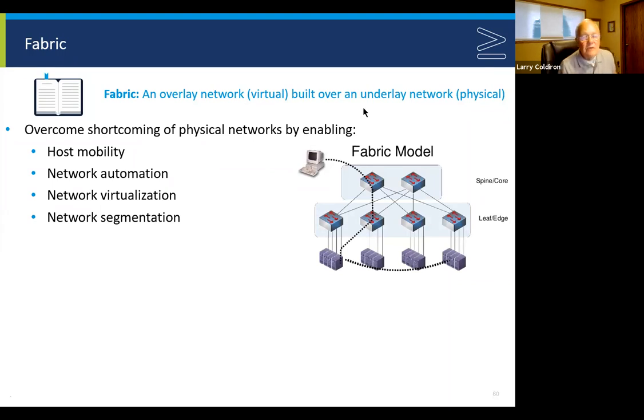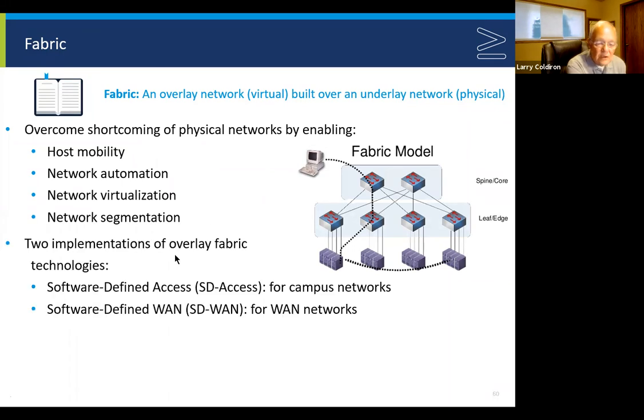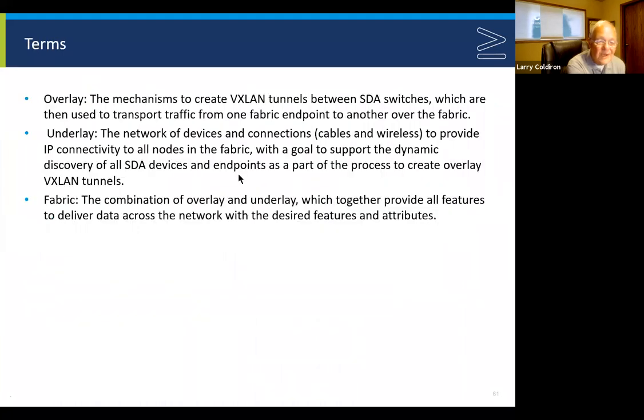The shortcomings of the physical networks, host mobility, network automation, and then virtualization and segmentation are going to happen with these things. Two implementations of this: software-defined access for campus networks and software-defined WAN for the wide area networks. These are terms that you're going to have for that one, and there's nothing magic about them. The overlay creates VXLAN tunnels. VXLAN is new terminology, but it's just the kind of header that it uses to determine the path from one to the other through this thing.